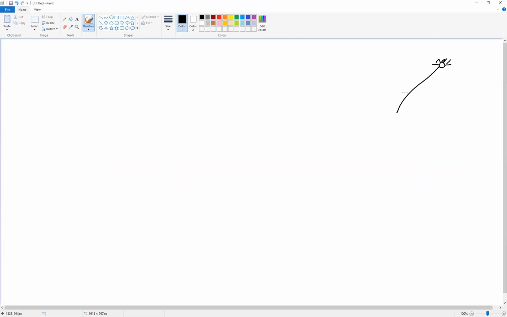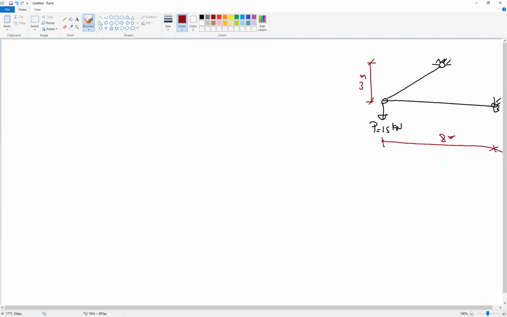So this is the inclined member, this is the horizontal member we have, and this is the force P, and we know that P is 15 kilonewton. This height is 3 meter, this is 8 meter, and this angle is 30 degree. So the first step is to find the force in member AC and AB. How do we find the force in member AC and AB?